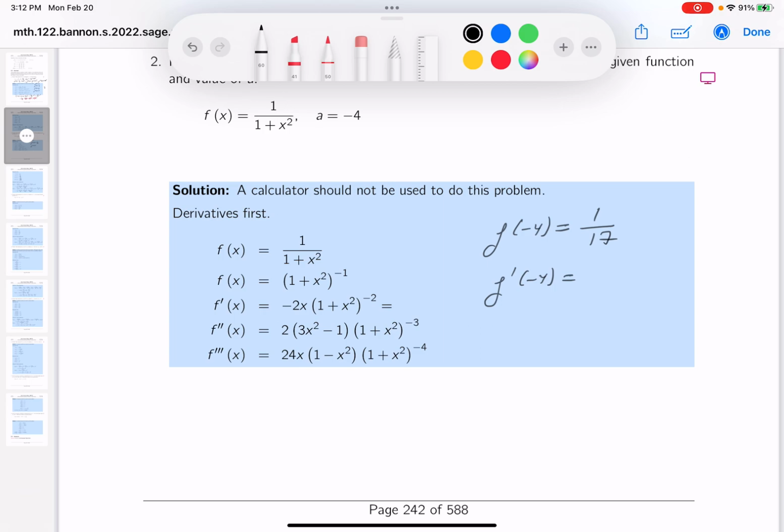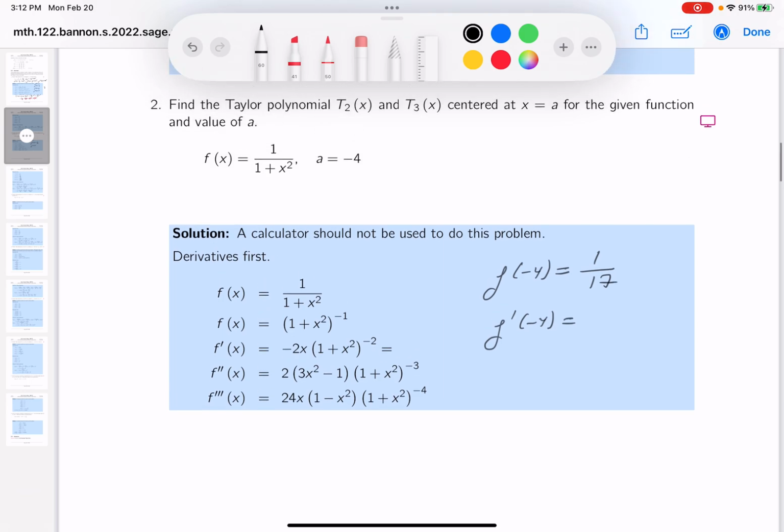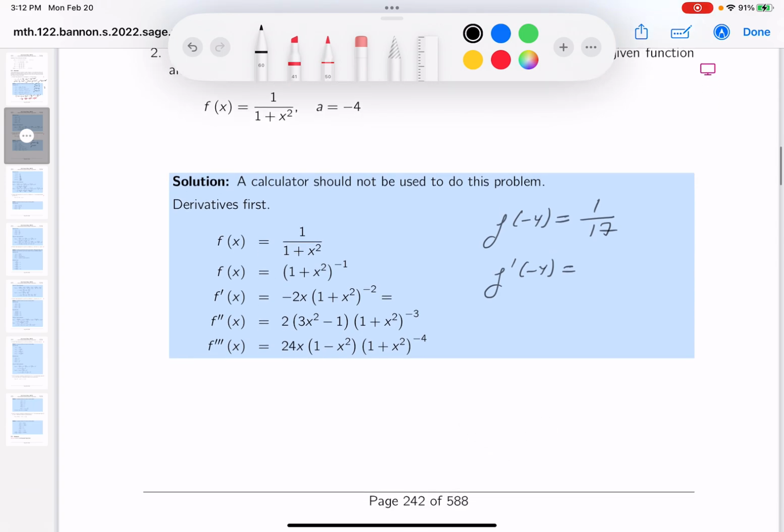Well, you're going to get 8. Again, we're evaluating now. Minus 2 times minus 4 is 8. And then you're going to get 17 squared in the bottom. Now, by the way, you can do 17 squared if you want. It's 289. But you can also leave it as 17 squared. I actually prefer to see 17 squared.